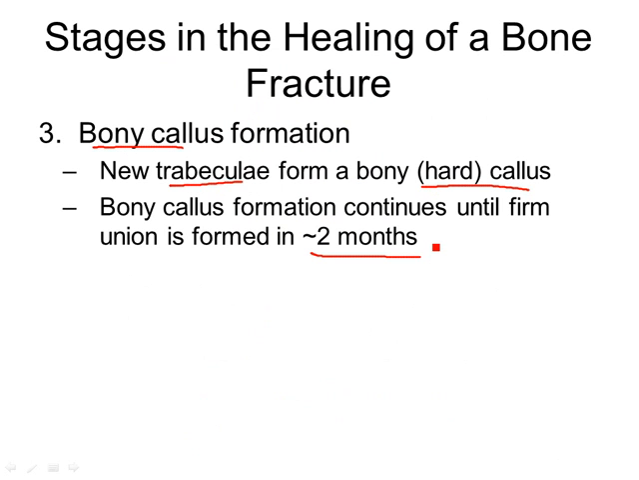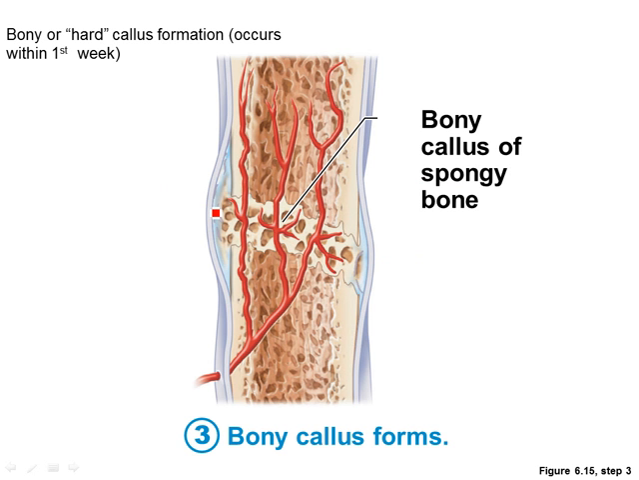So within the first 24 hours, you've got the hematoma forming, okay? Then within the first 48 hours to 2 weeks, you start to see that fibrocartilaginous callus be put down. And then after about 2 weeks to 2 months, that starts to be changed into a bony callus. That fibrocartilage turns into bone, or is replaced by bone.